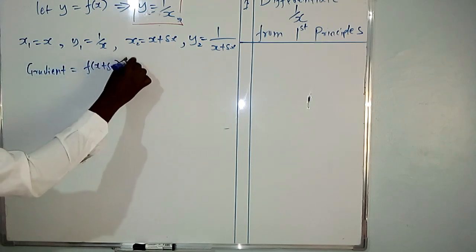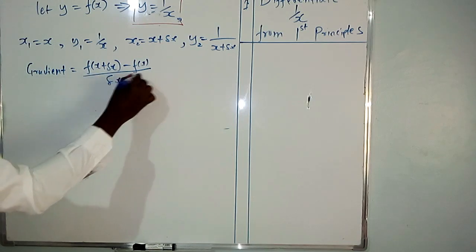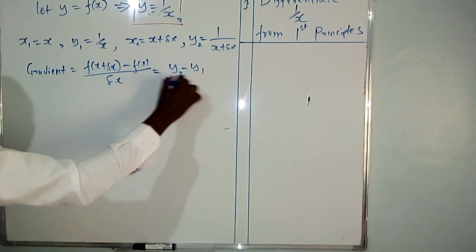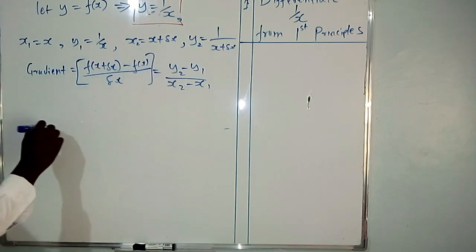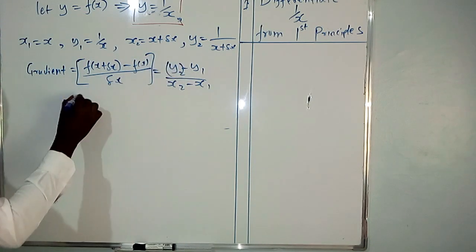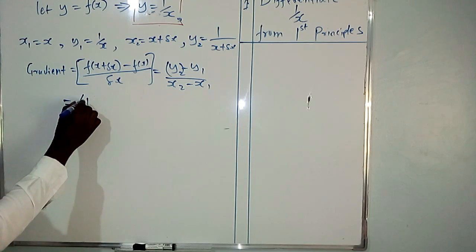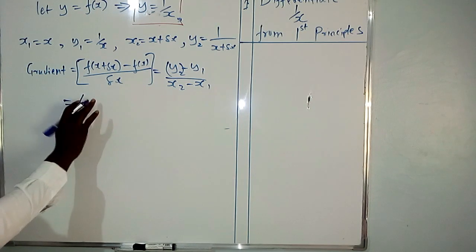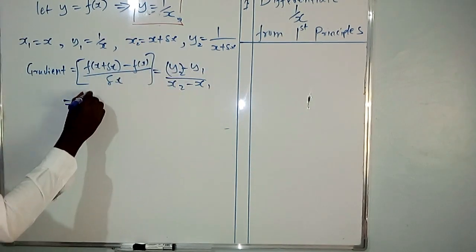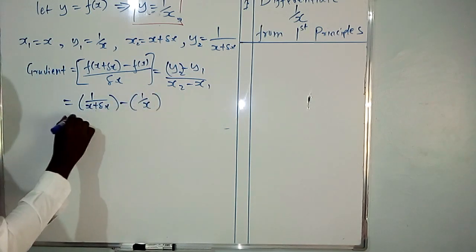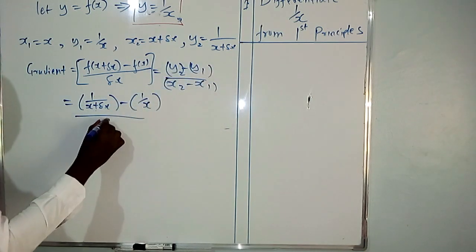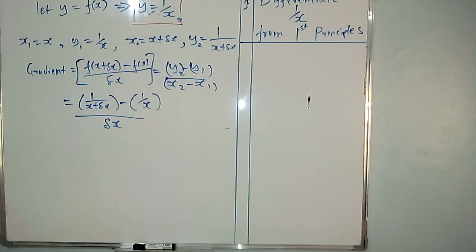So what is the gradient? The gradient is change in y, y2 minus y1, over x2 minus x1. Are we together? Now substitute where there is y2, put the value of y2, which is 1 over x plus change in x. Then minus y1, which is 1 over x, isn't it? You are now substituting the values, everything is in terms of x. Then over x2 minus x1, you will always remain with change in x. The denominator will always be change in x.